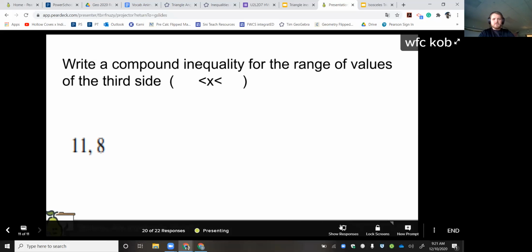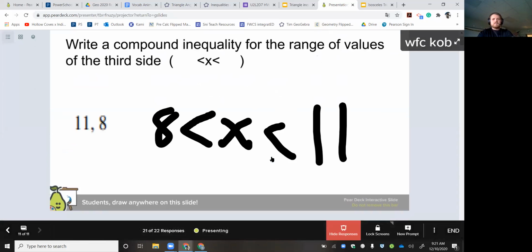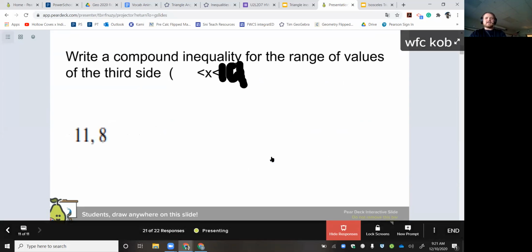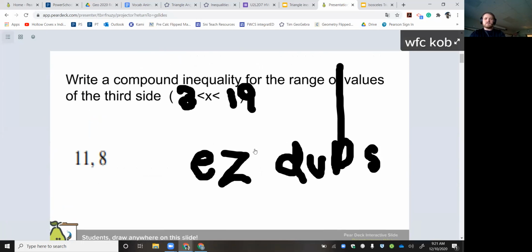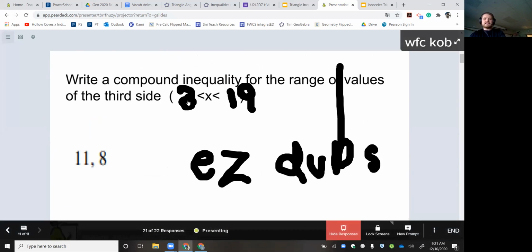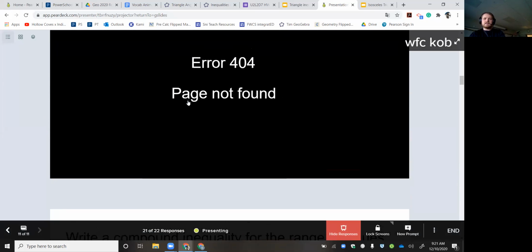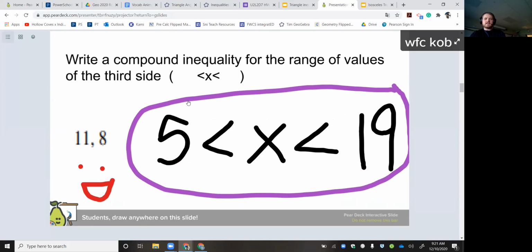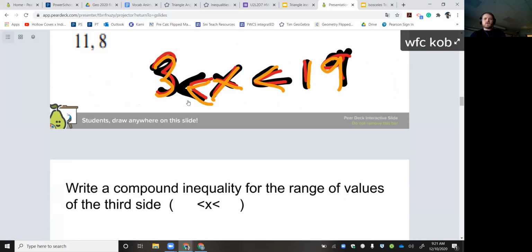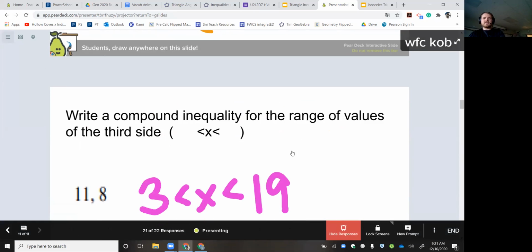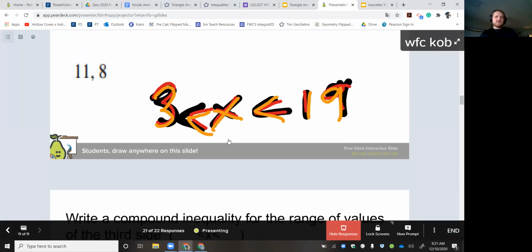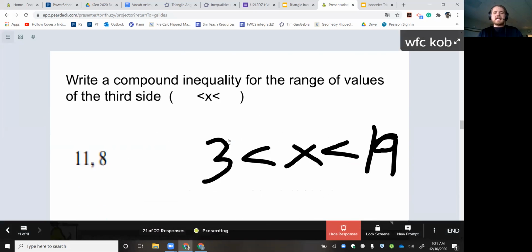All right, looking at a couple responses here. We've got 8 less than x less than 11. We've got 3 and 19, 5 and 19, 3 and negative 19. Oh, just 3 and 19. I like your flames, whoever this is. See a lot of 3s and 19s.